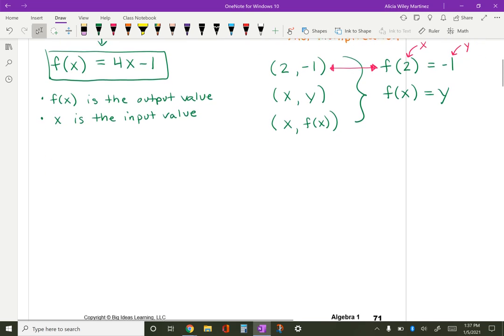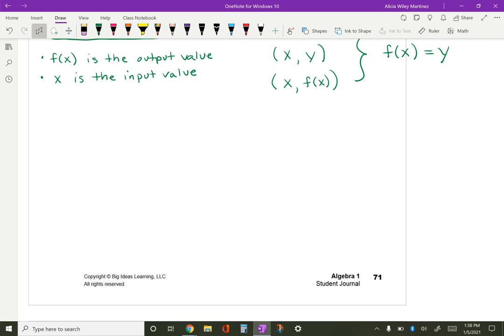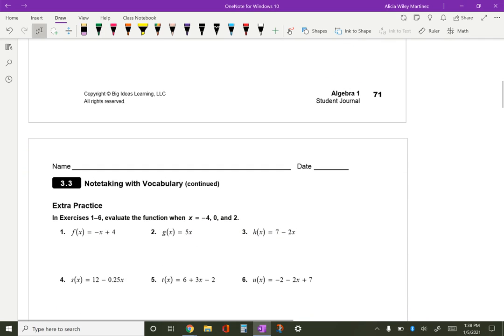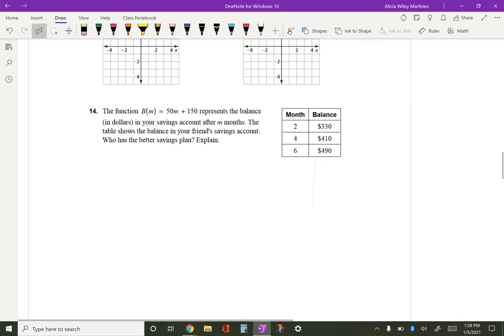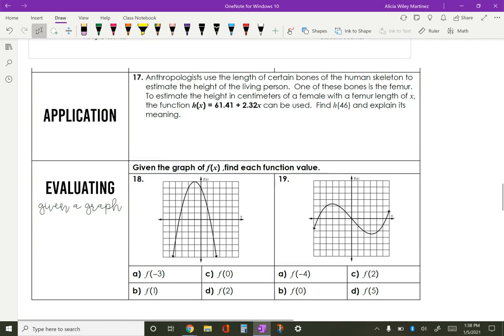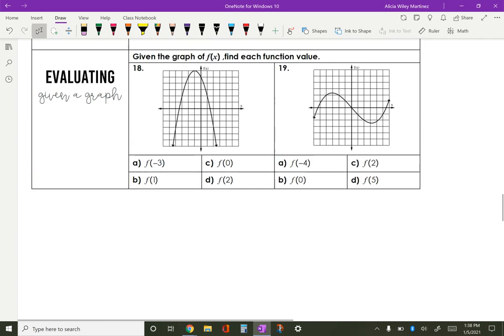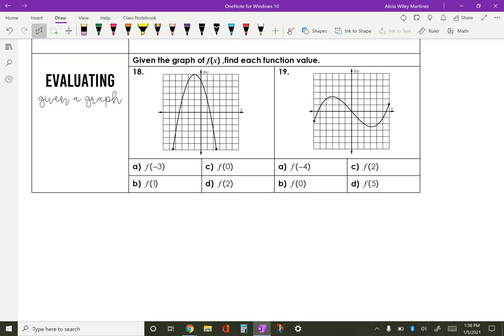So one of the things that we're going to be doing is evaluating functions. Let's look at this first graphically. Now, you don't have these two examples in your student journal, so please just follow along. So let's look at this on a graph. I'm not going to do both of these problems, I'm just going to do one of them. So evaluating given a graph.